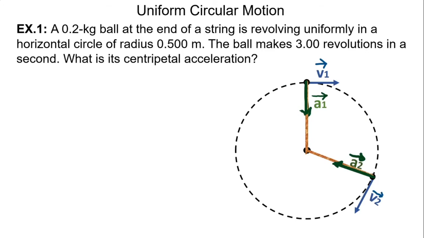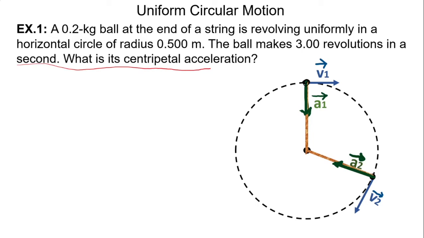Let's do this example to find the acceleration of the object. So we have a ball of 0.2 kilograms at the end of a string, revolving uniformly in a horizontal circle of radius 0.5 meters. The ball makes 3 revolutions per second. The question is to find the centripetal acceleration of this ball.